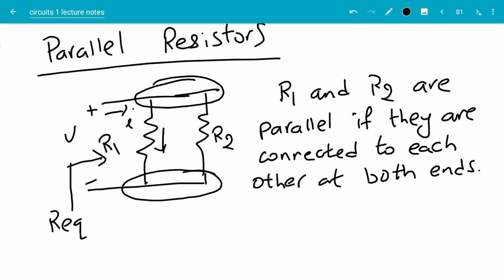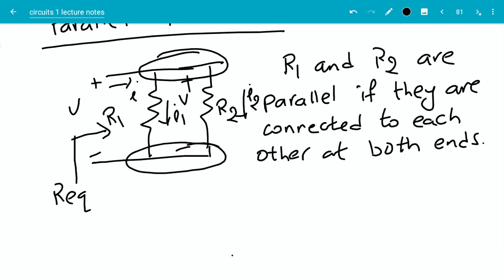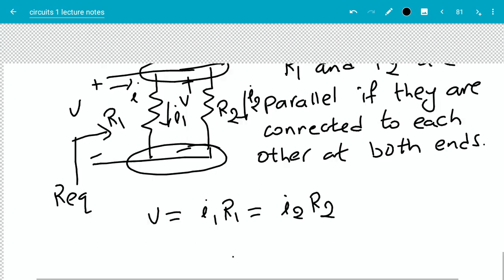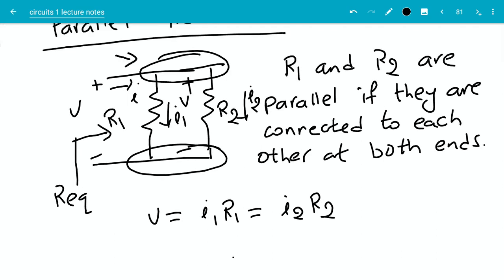Okay, so let's assume there is a current I1 going through R1. Let's say there's a current I2 going through R2. Let's say the voltage drop here is V. I mean, we know the voltage drop is V. So using Ohm's law, I can say V is equal to I1 times R1, which is also equal to I2 times R2. Now, if I apply a KCL at that node, I will get I is equal to I1 plus I2.